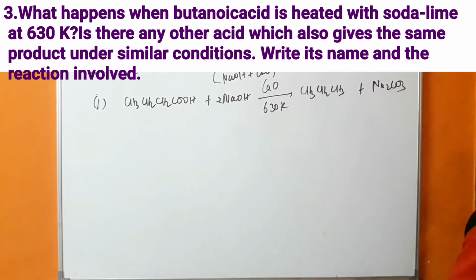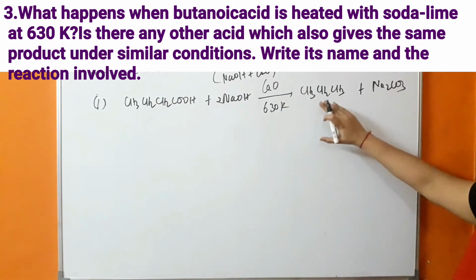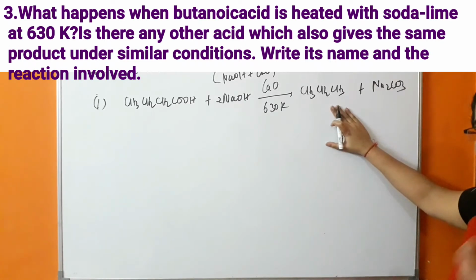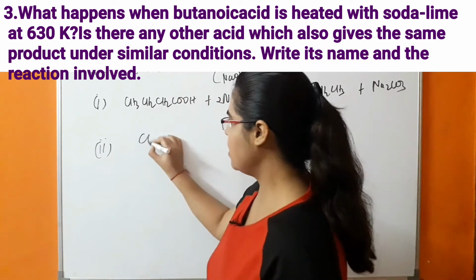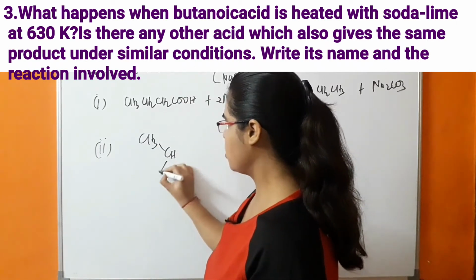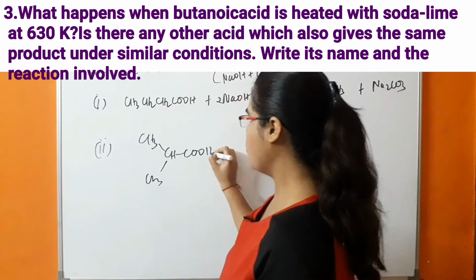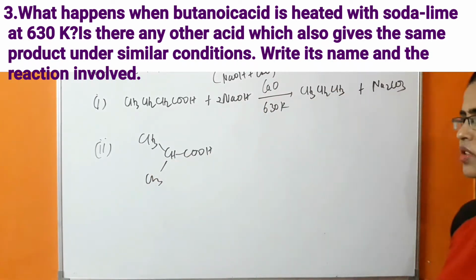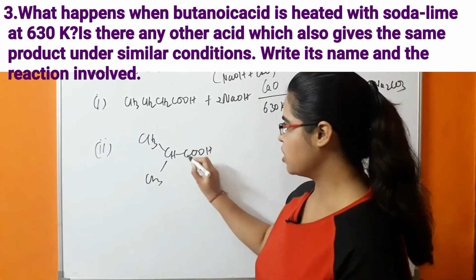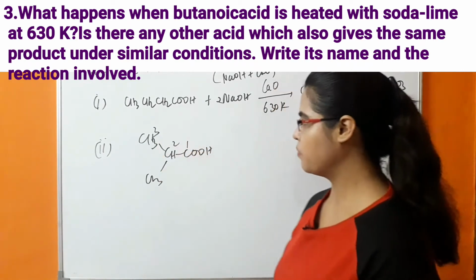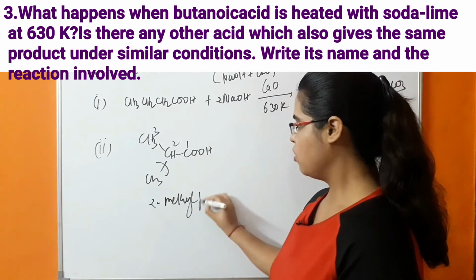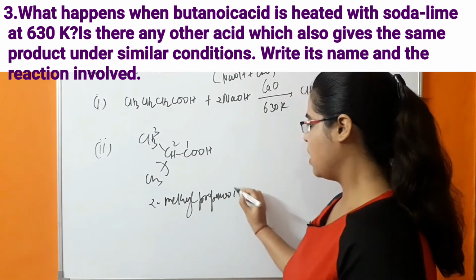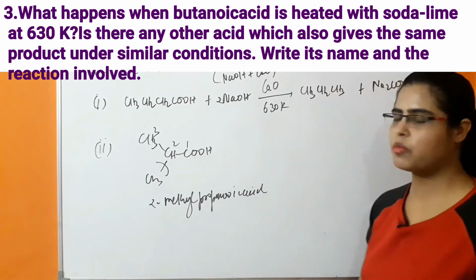In the second part of the question, it is asked whether we can use a different acid for the preparation of this propane with the help of decarboxylation. So let's see. In the second part of the question, we can take (CH3)2CHCOOH. What is the IUPAC name of this compound? Numbering will be done from this position, 1, 2, 3. So this is 2-methyl propanoic acid.